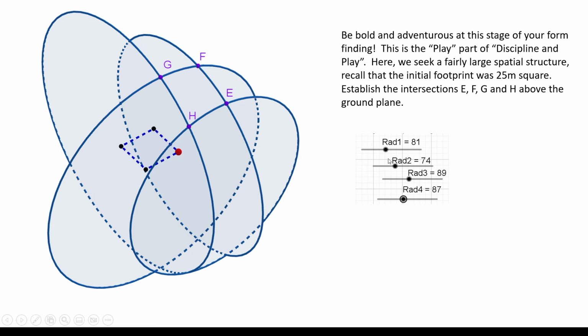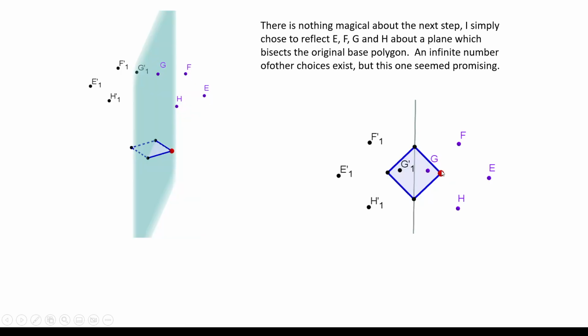Please do this. Take a snip of the radii when you're reasonably happy with the form. Notice the 25-meter footprint that we started with. So this is going to be a big structure, a big spatial structure. The reason why I think this is important is that you are literally just playing around with these radii. This is the play part of discipline and play. But once you have something reasonable, take a snapshot of it, because you will rapidly get tangled up, and you'll see what I mean in a second.